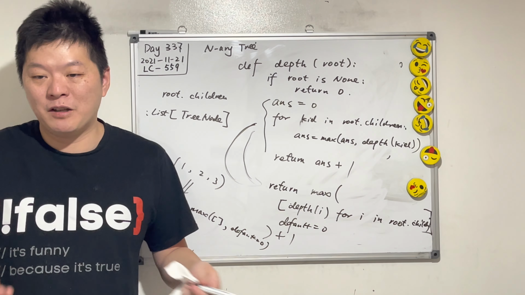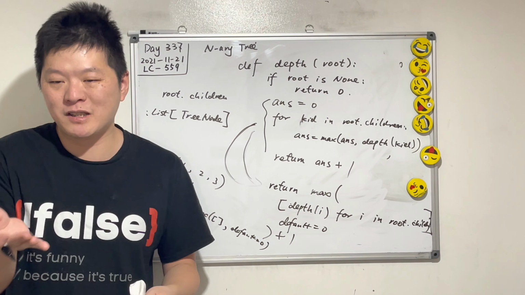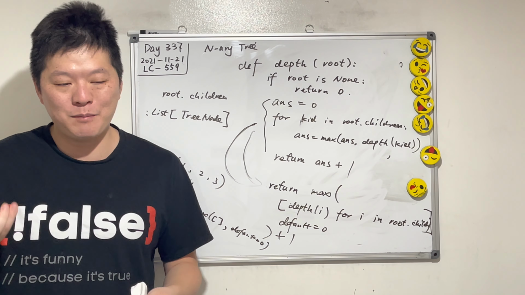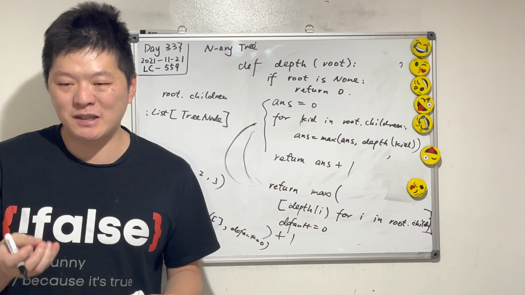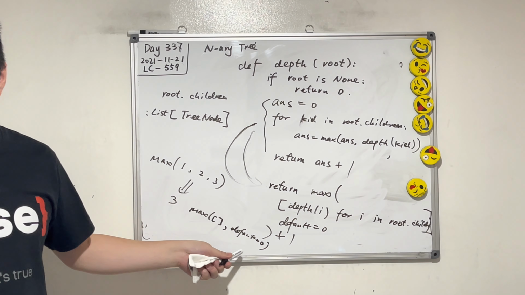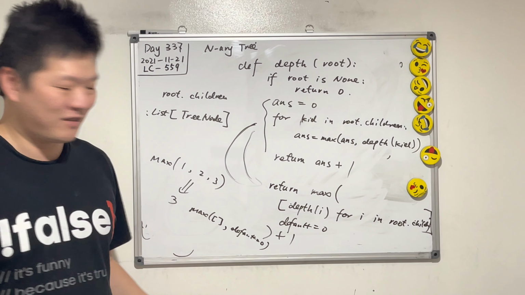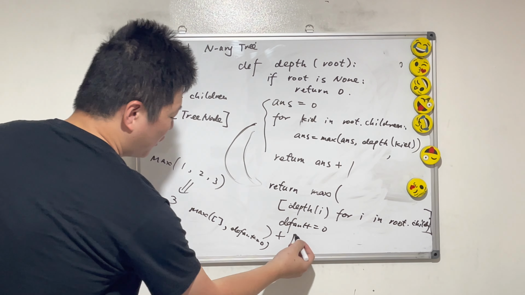What's maximum? If you compute the maximum, it has to compare, right? One number, what's the maximum? 1. What's the maximum of 1, 2? 2. What's the maximum of nothing? I don't know, but you need to tell me the default. Maximum of nothing is nothing, but you have to say default equals 0, okay? And then plus 1, we have to plus 1.